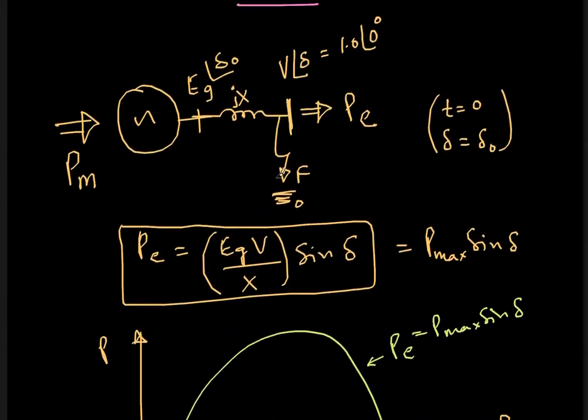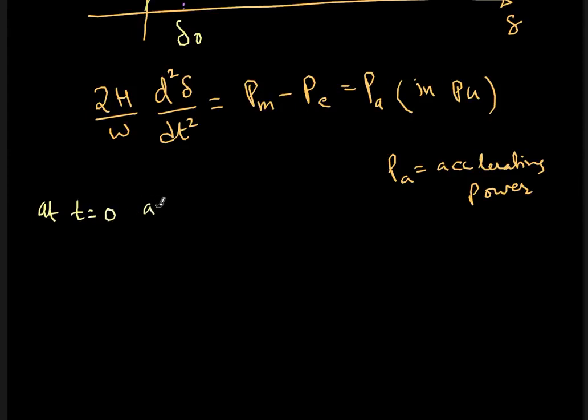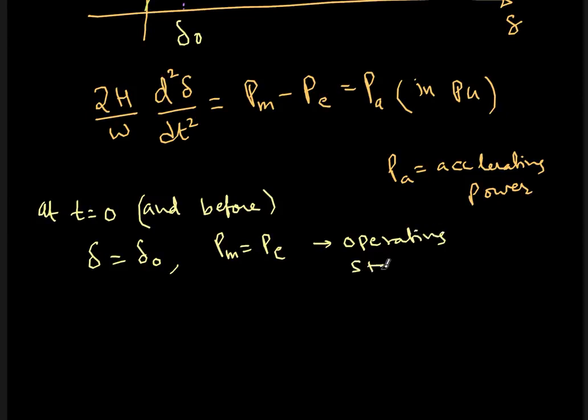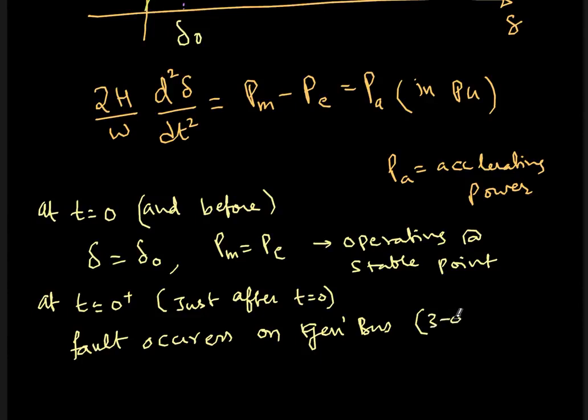Now under these conditions the fault has occurred, so let me write it here. At t equal to 0 and before that, delta equal to delta naught and PM equal to PE and we are operating at a stable operating point. Now at t equal to 0 plus, that means just after t equal to 0, that is where we are saying the fault occurs. Fault occurs on the generator bus. So that is a three-phase bolted fault, symmetrical.